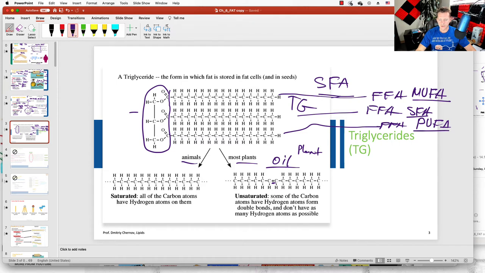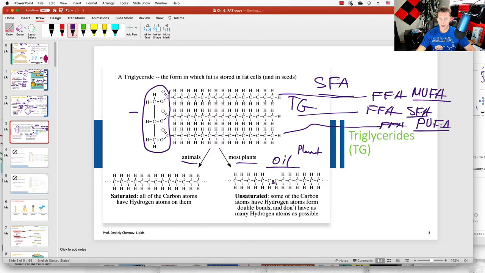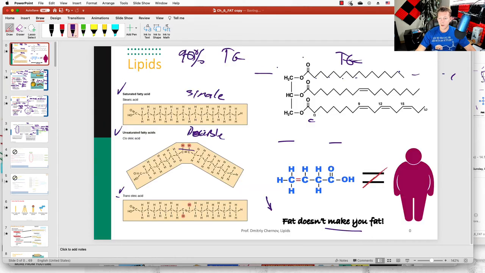Some of the carbons have double bonds and don't have as many hydrogen atoms as possible, right? So not important. You see, this is a saturated fat, completely. And on the first page, what do we see? This is a triglyceride, and this is a triglyceride. Altogether it's just a triglyceride, but this free fatty acid is a saturated fat. If we rip this apart, this one will be MUFA. And if we rip this one apart, this would be PUFA. Why? Because there's more than 2 double bonds.